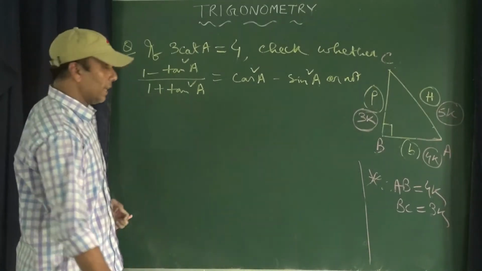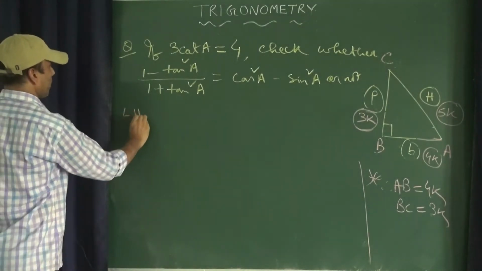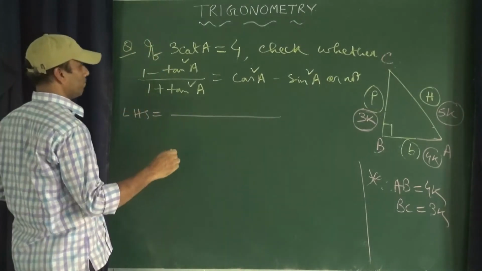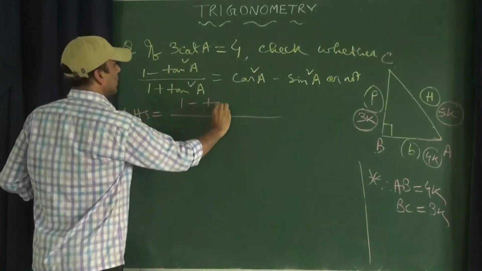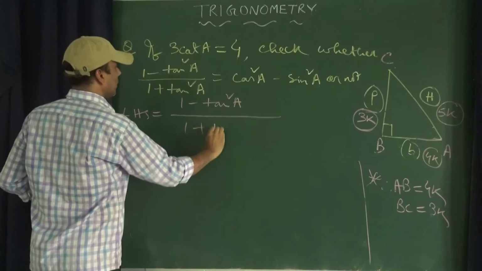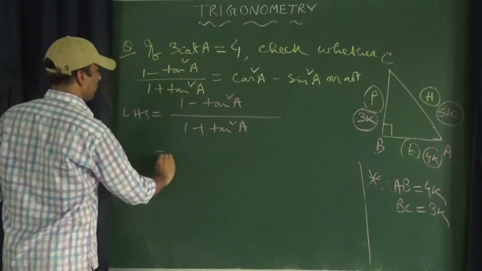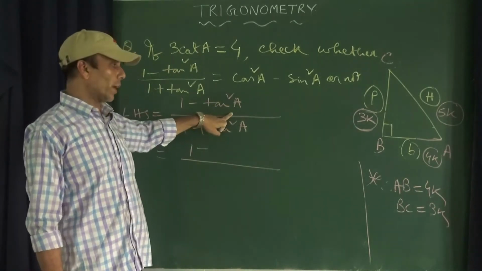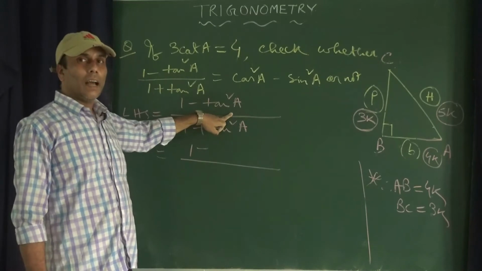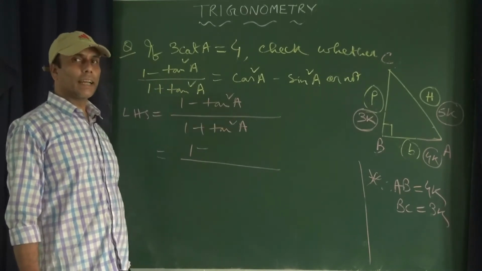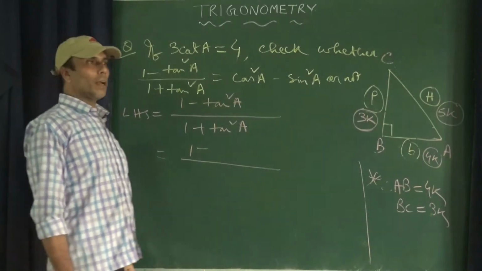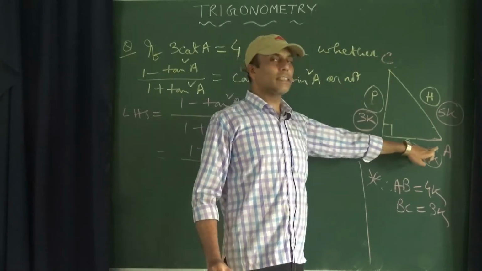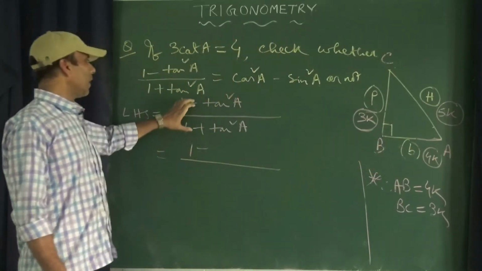So we will take the left hand side. What is written in the left hand side? It is (1 minus tan square A) by (1 plus tan square A). Tan square A means tan A whole square. So how to define tan theta in terms of two sides of a right angle triangle? Tan theta is equal to perpendicular by base. So for this diagram, perpendicular is BC and base is AB. We can directly put these values in the left hand side.